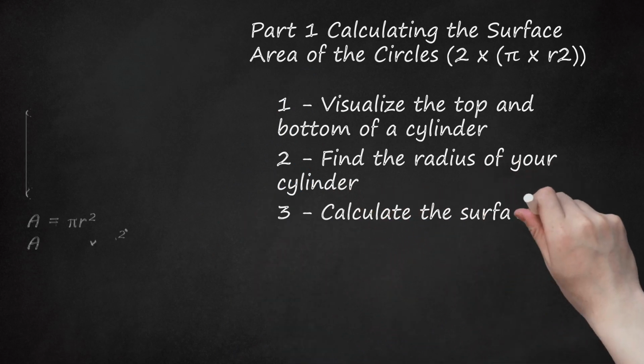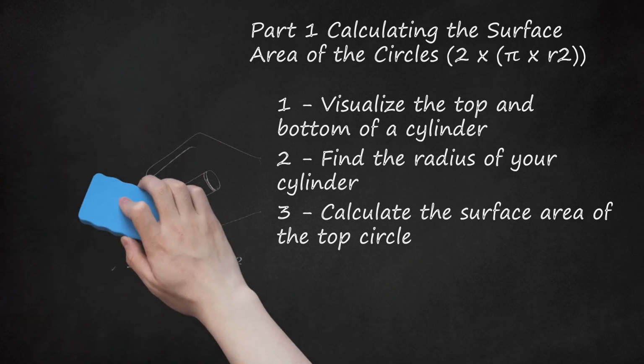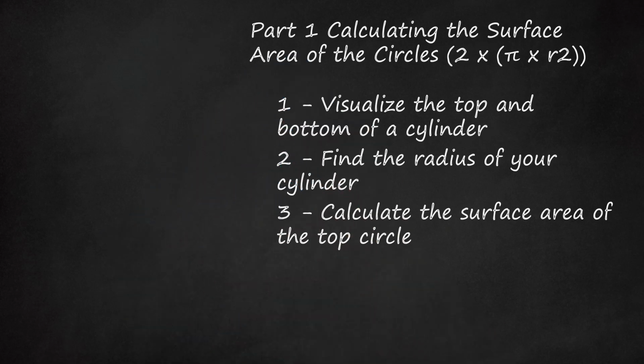3. Calculate the surface area of the top circle. The surface area of a circle is equal to the number pi, 3.14, times the radius of the circle squared. The equation is written as pi times r squared. This is the same as saying pi times r times r. To find the area of the base, just plug the radius, 3 cm, 1.2 in, into the equation for finding the area of a circle, A equals pi r squared. A equals pi r squared. A equals pi times 3 squared. A equals pi times 9, which is equal to 28.26 cm squared.